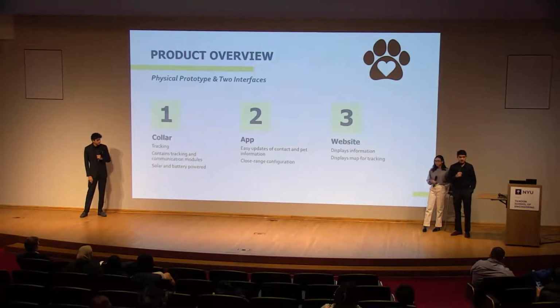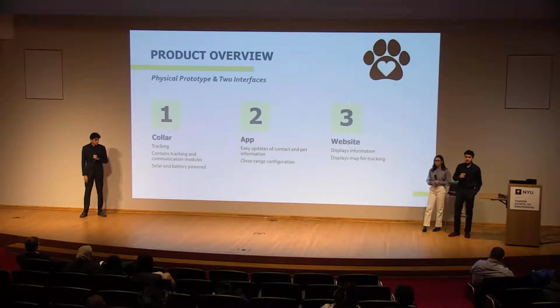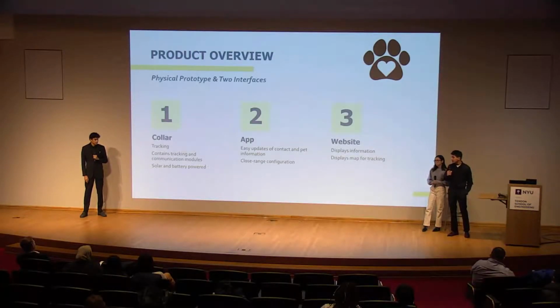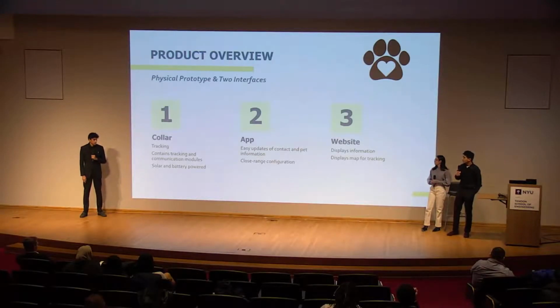So our product has three main parts. There is the physical part, which is the collar. The collar acts as the enclosure for all the electrical components and is both solar and battery powered. Our first interface, which is the app, configures the website in close range using Bluetooth connection. Our website, which is our second interface, displays the information for the pet owner and the pet finders, as well as the map for tracking.